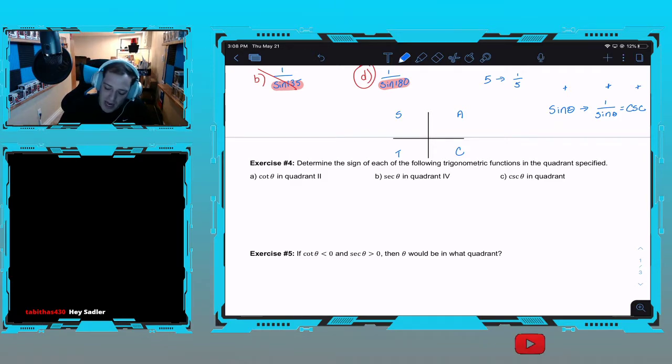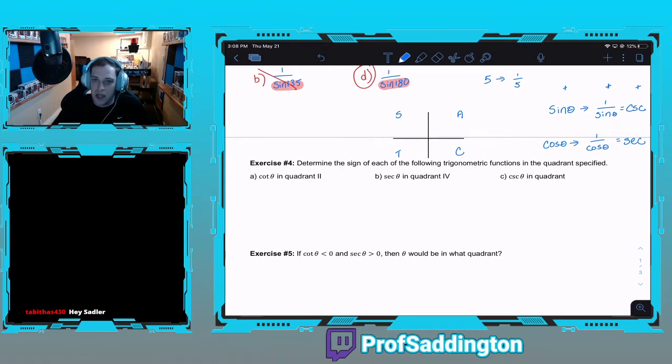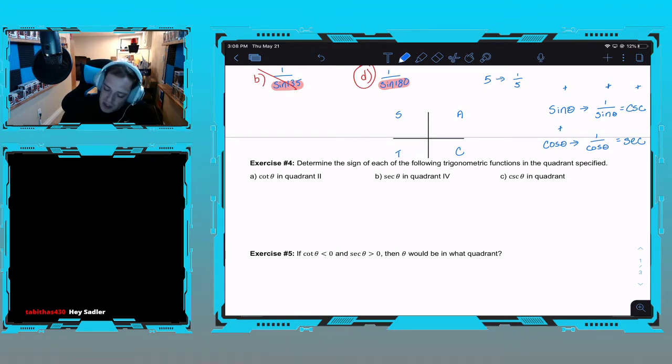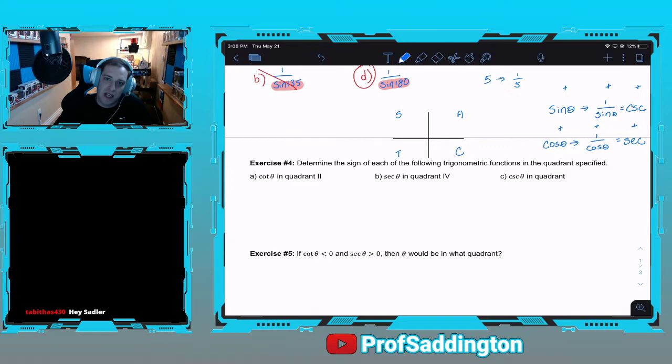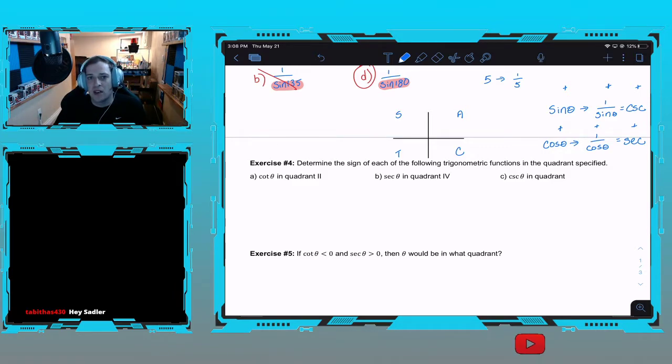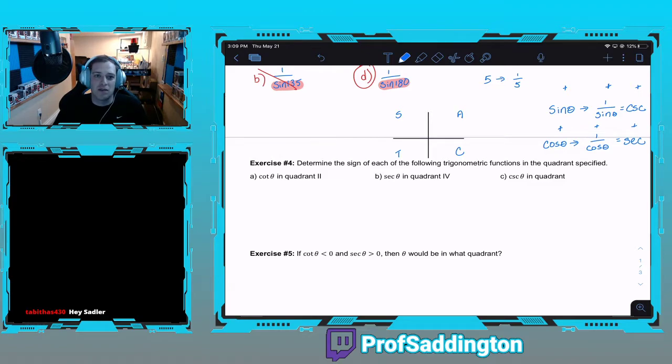The same thing would happen if we did cosine all the way over to secant. If cosine's positive, that means 1 over cosine is positive, so that means secant is positive. If cosine was negative, that means 1 over cosine is negative, and so on. So what we're going to do is just do the reciprocal and then check to see which quadrant it falls in, and that will tell us if it's positive or negative.